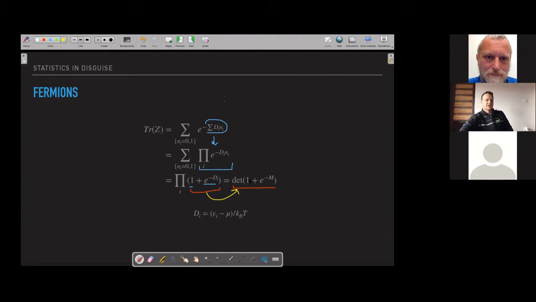So it applies for a diagonal or non-diagonal matrix. Okay. And then d_i in this case, for fermions, is just the level epsilon_i minus the chemical potential, times beta, the inverse temperature. So we find the usual Fermi-Dirac statistics.